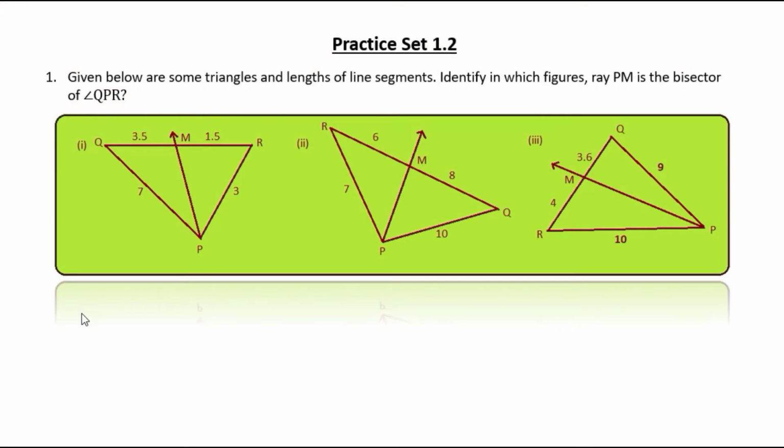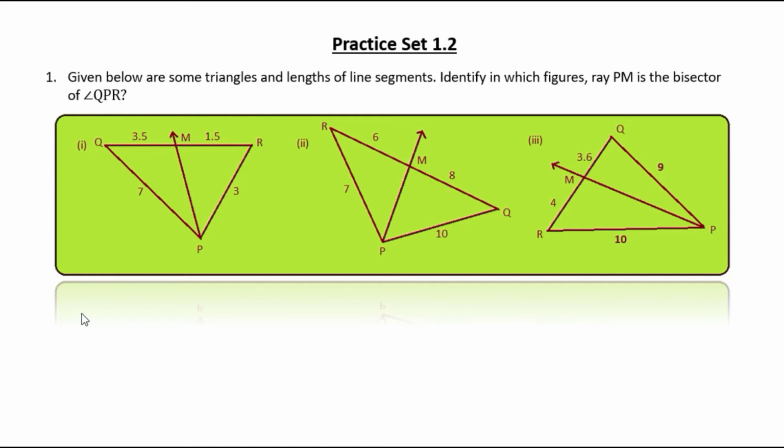Let's solve practice set 1.2. First question. Given below are some triangles and the length of line segments. Identify in which figures ray PM is a bisector of angle QPR. If you observe carefully, QPR is the angle in this first diagram and PM is the bisector. Now whether it is a bisector or not, that we have to find out. So what exactly we have to do?